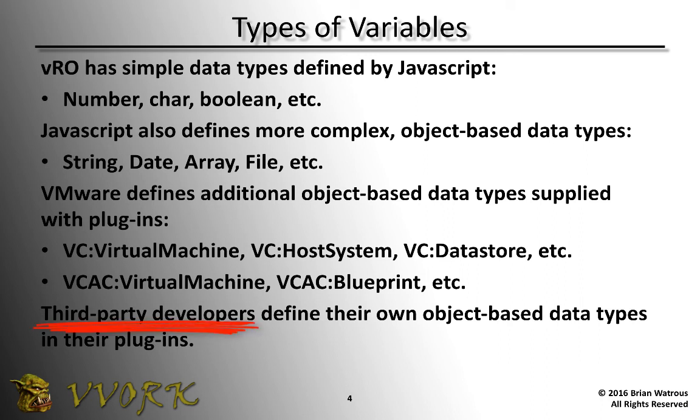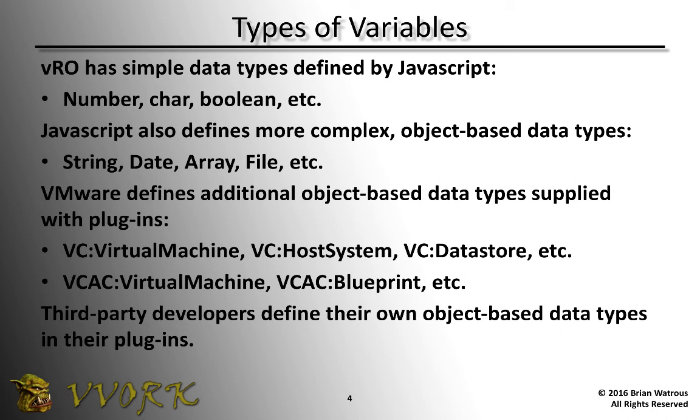Third-party developers that create plugins for Orchestrator, they don't have to, but far more often than not, they too define their own objects, which you can use as data types for your variables. For instance, the Microsoft Active Directory plugin calls all of its data types AD: something. For instance, there's AD:User, AD:Computer, and so forth. So there are lots of different data types. We've got simple ones, we've got complex ones, we've got ones that are defined by VMware and plugins, and as you're going to see here in the demo that I'm about to perform, there are literally hundreds and hundreds of these.